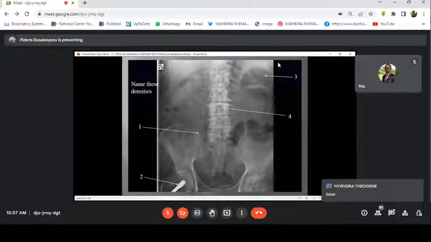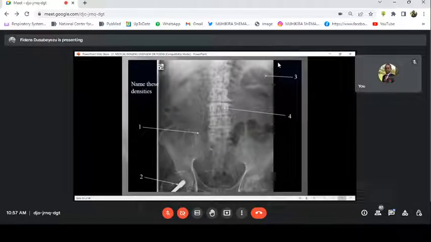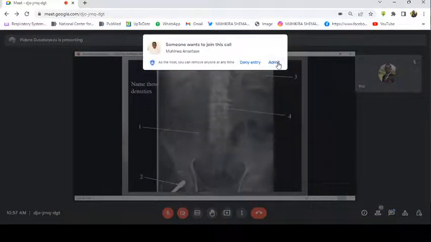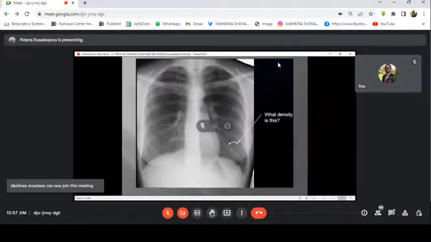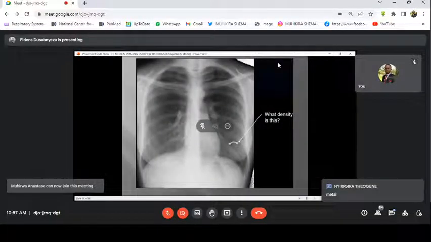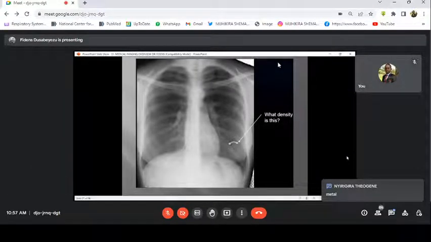Okay. I just want to make sure that you can differentiate those densities and recognize which structure is that. That's now the basic, it's basic knowledge in radiology. What density is that? Metal. It's a metal. Good. That's a metal for sure.